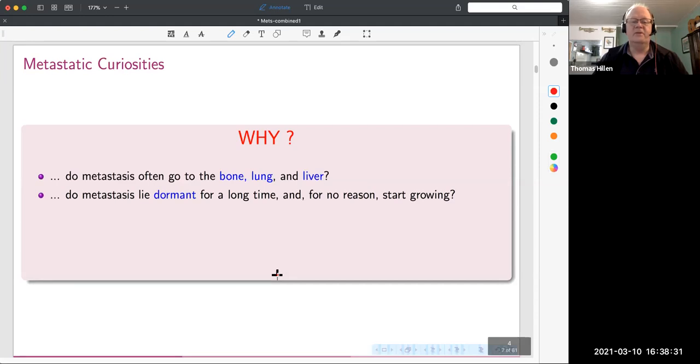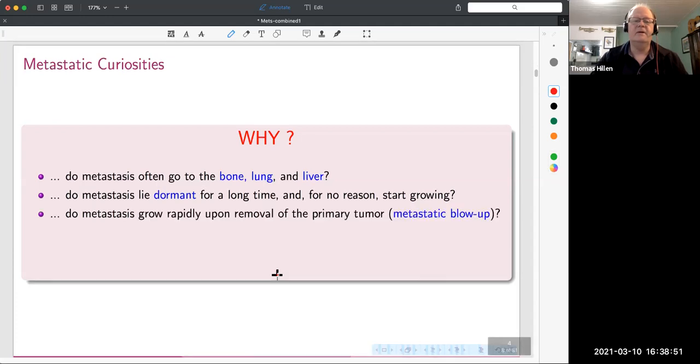Another effect is dormancy. It has been found now that metastases can actually form quite early in the disease and then just sit there and do nothing. And only after a while, nobody really knows, or actually some reasons are known, but not always, all of a sudden they come and grow. So they can lie dormant for a long time. It's not very clear why this is the case.